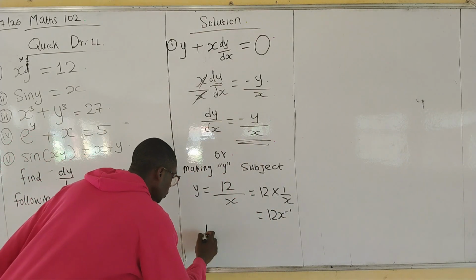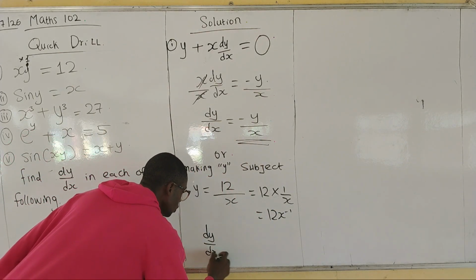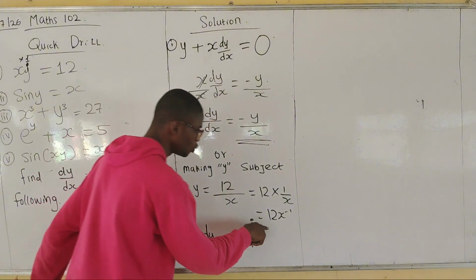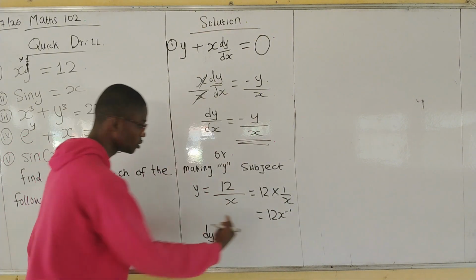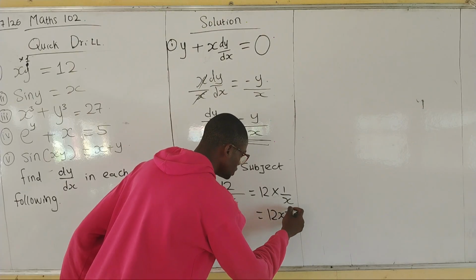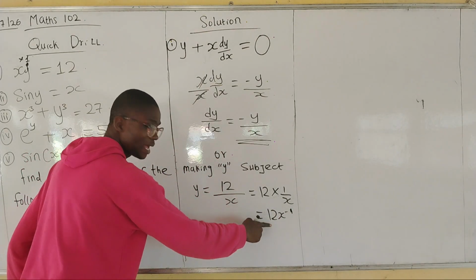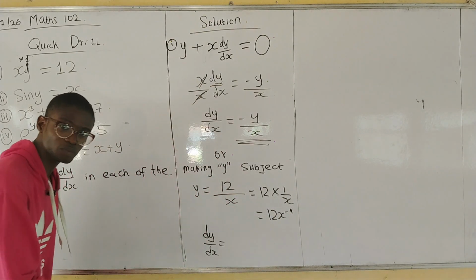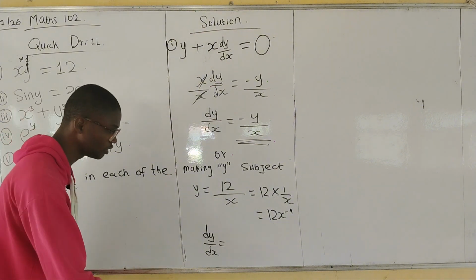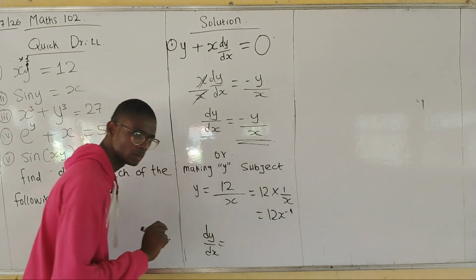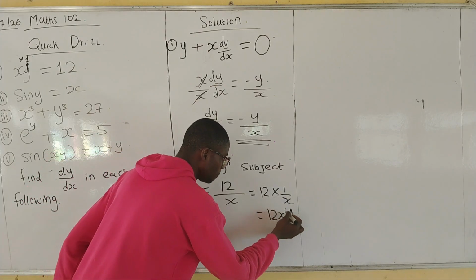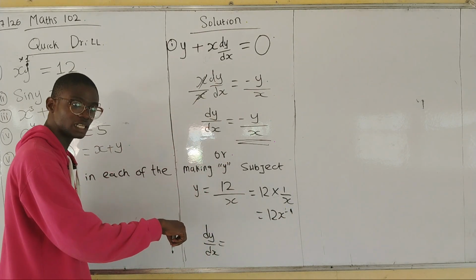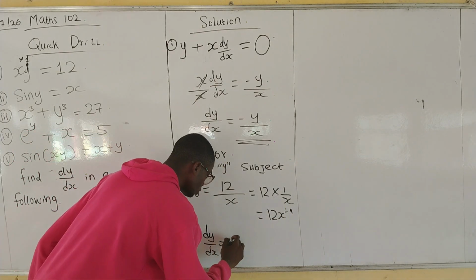So if you find dy dx with y being equal to 12 x inverse, according to the general method, the power here which is minus 1, we multiply what is in front. If you do not know my video on the general method of differentiation, you should look it up. Anytime you are differentiating a term like this using the general method, we multiply the power of x by its coefficient, which will give you minus 12.